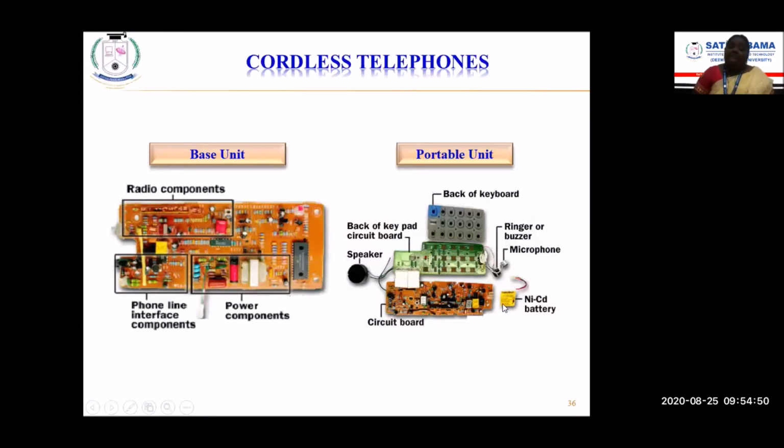And I told that we have the rechargeable battery that is required for supplying power to the portable unit. That is happening with the help of the nickel cadmium battery, which is used as a rechargeable battery. Whenever we are placing the portable unit on the base unit, this nickel cadmium battery will be charged, and that supplies power to all the internal circuitry available in the portable unit. So this is the detailed description of the cordless telephones, the base unit and the portable unit.